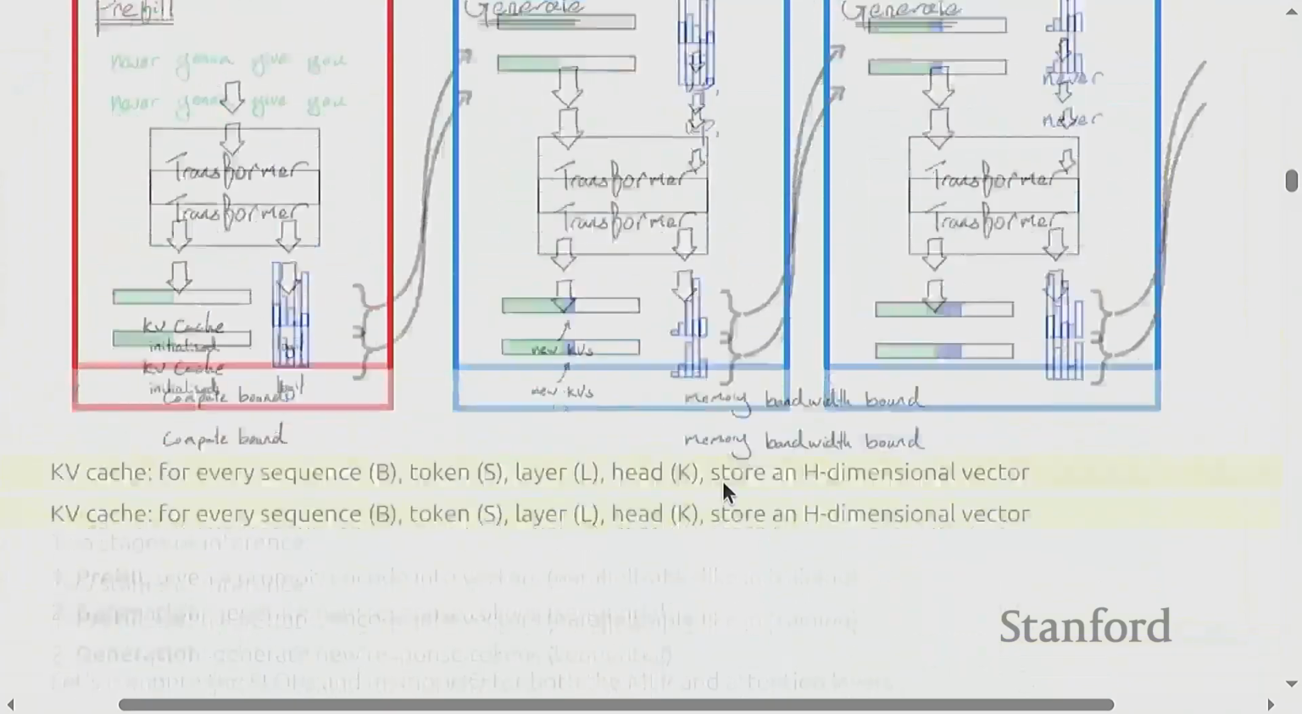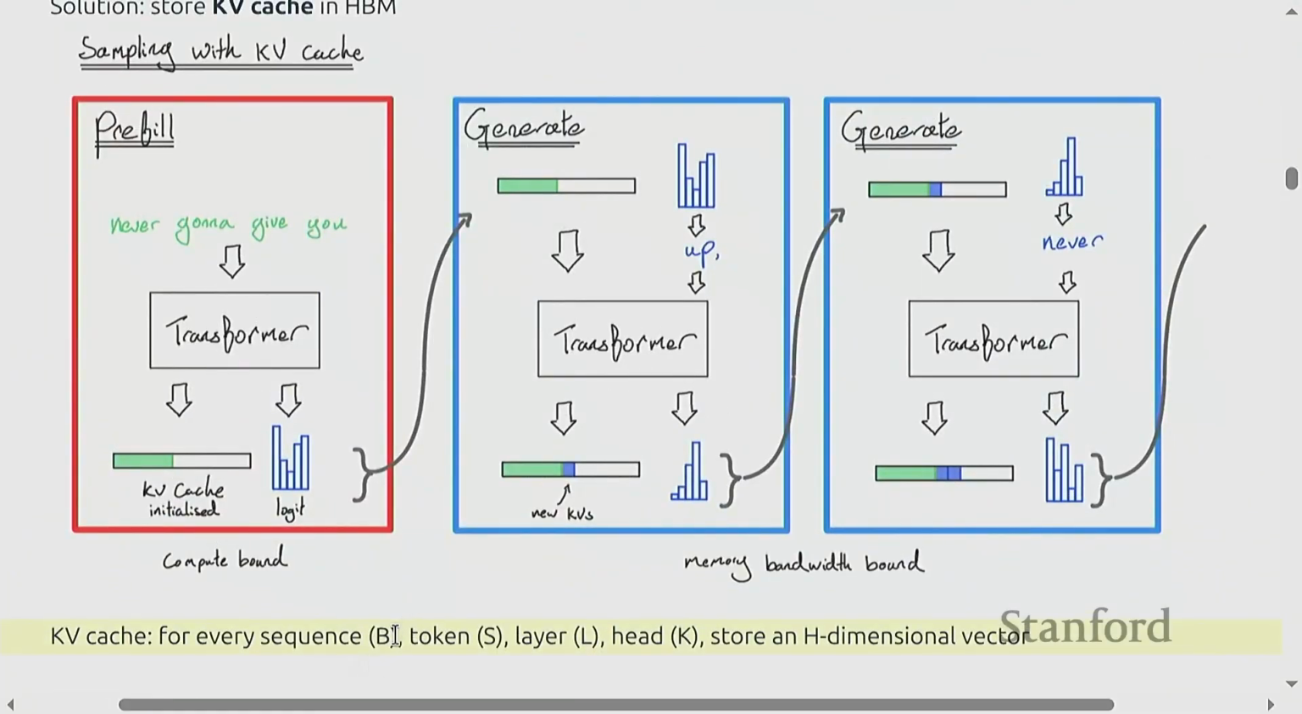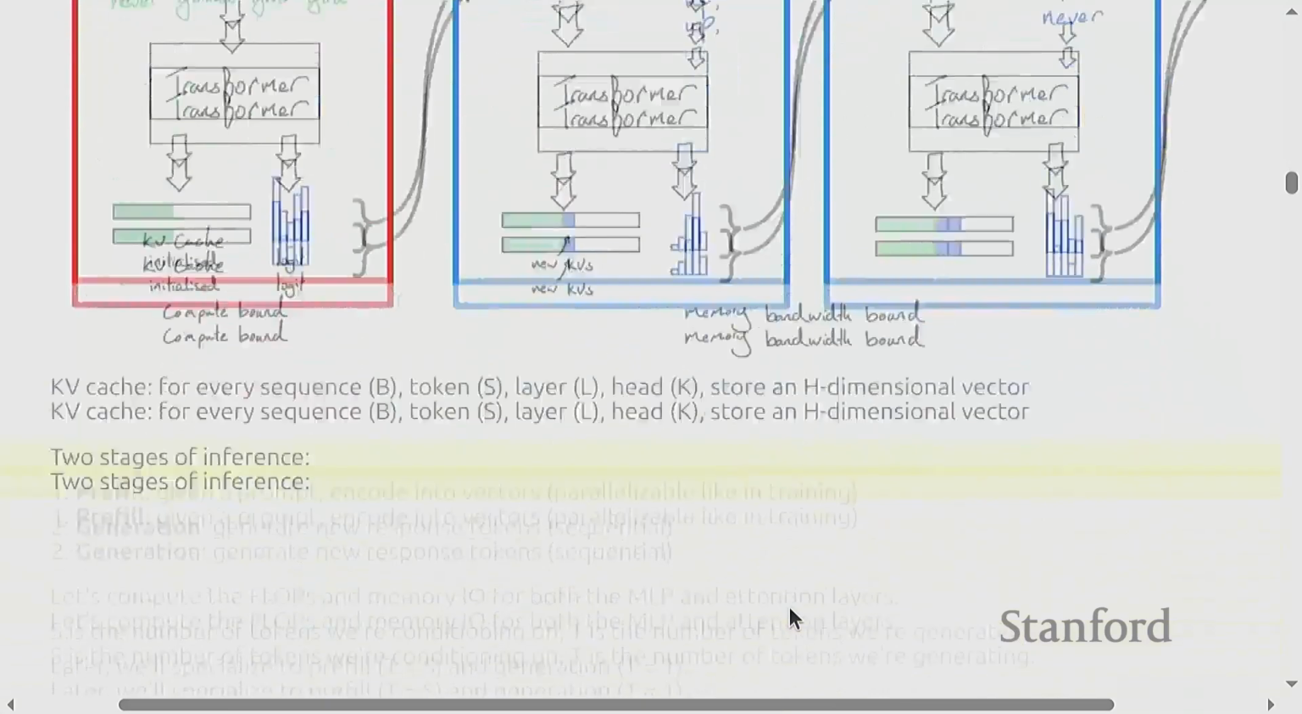Okay, so concretely, the KV cache is for every sequence in your batch, for every token in your sequence, for every layer of the transformer, for every head, you're going to store an h-dimensional vector. So you might think that this is going to take a lot of memory, and you wouldn't be wrong.